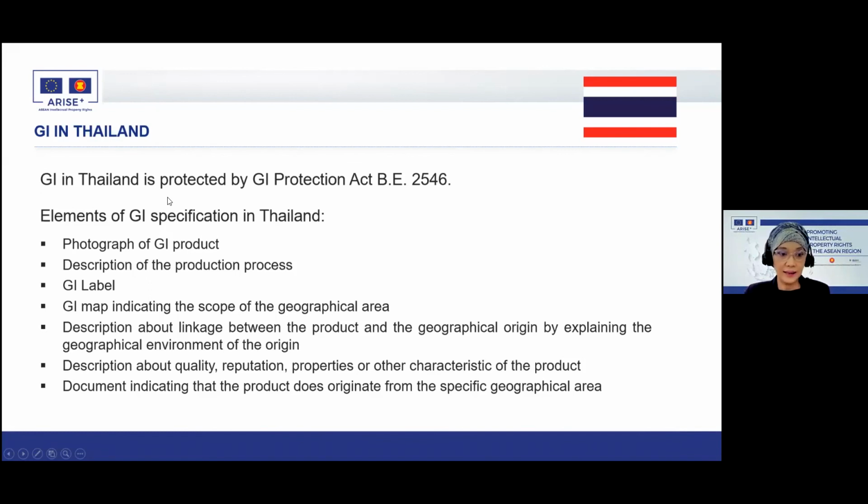In Thailand, Thailand protects GI through the GI Protection Act. Elements of GI specification in Thai include the photograph of the GI product, the description of the production process, GI label, GI map, the description of the linkage, the descriptions about quality, reputation, properties, or other characteristics of the product, and a document indicating that the product does originate from the specific geographical area.